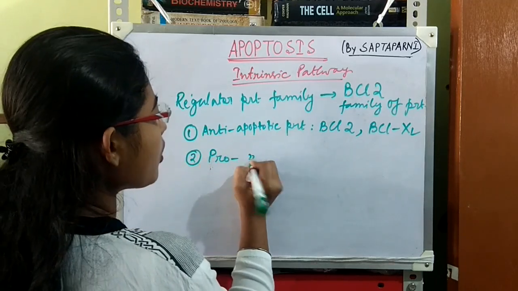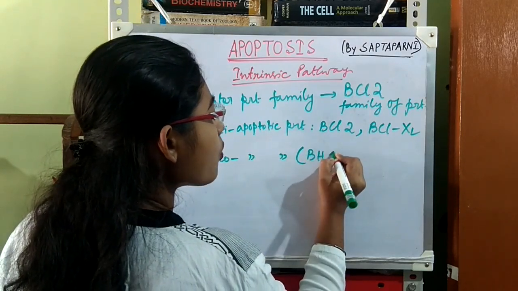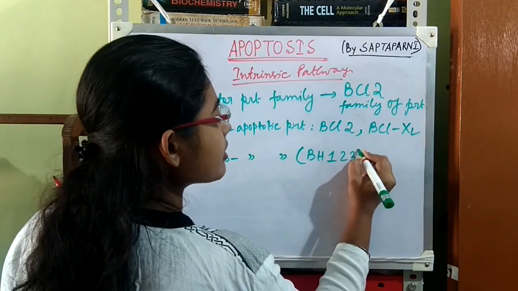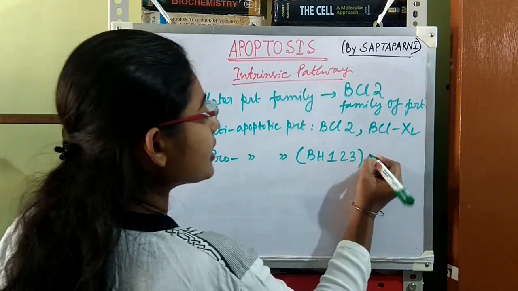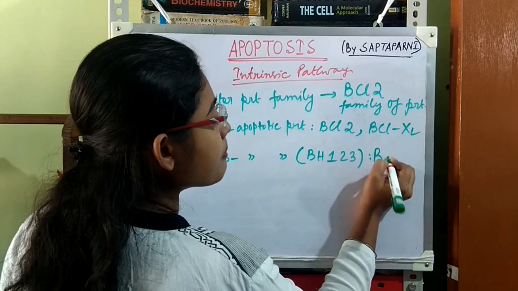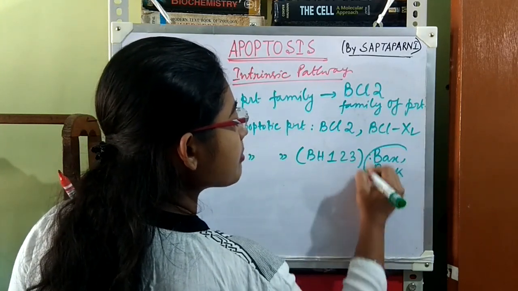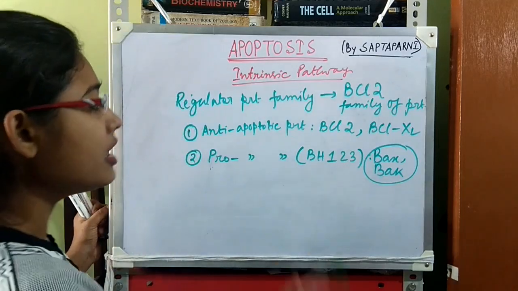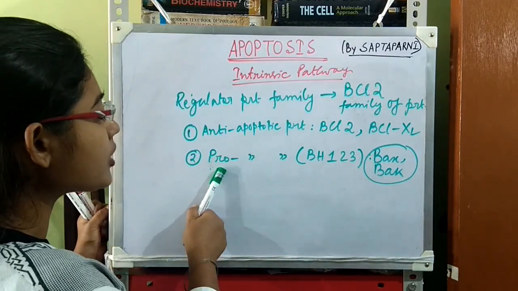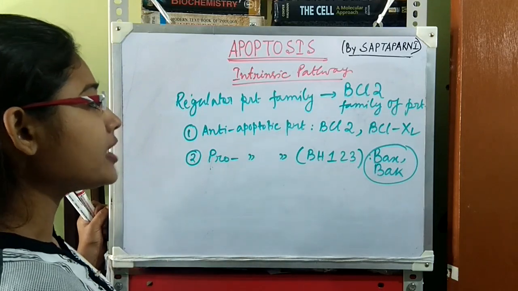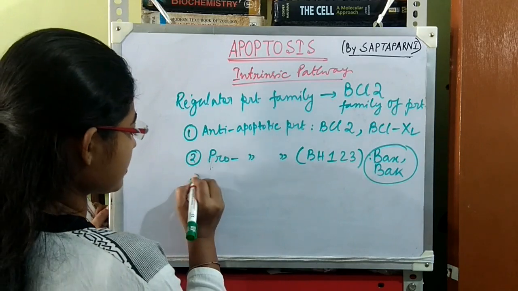Now, the second one is proapoptotic protein of the BH123 family, or BH123 homology. What are the examples? Bax and Bak. Remember, Bax and Bak are the BH123 family of proapoptotic proteins. Proapoptotic protein means those proteins which activate or stimulate the apoptosis.